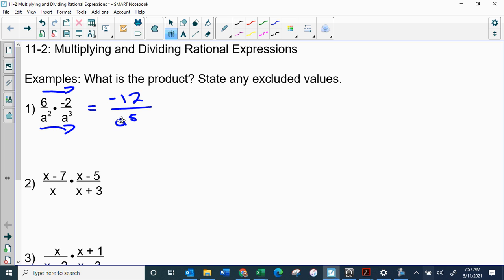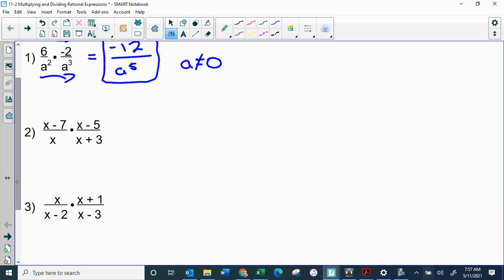And as far as excluded values, so first of all, that is the answer. You can't do anything else with that. As far as excluded values, those are values that would cause the denominator to be 0. And so in this case, a can't be 0 because 0 to the 5th would be 0, and a fraction with a denominator of 0 is undefined. So the excluded value in this one would be a cannot be equal to 0. Pretty simple, right? All right, so let's look at another one.